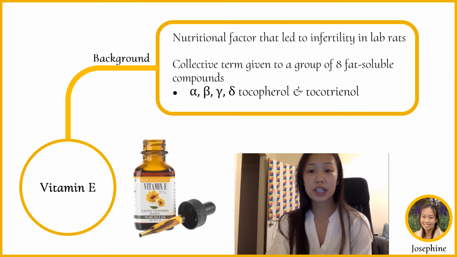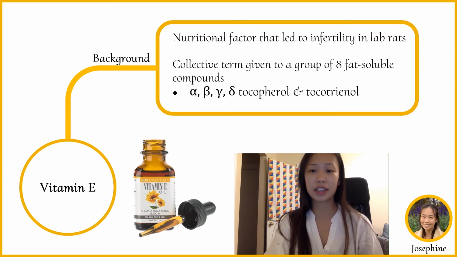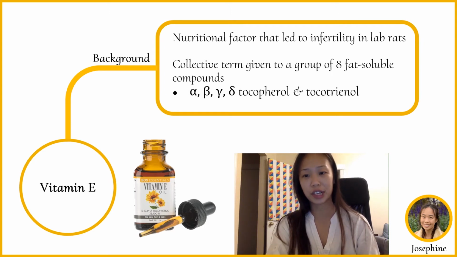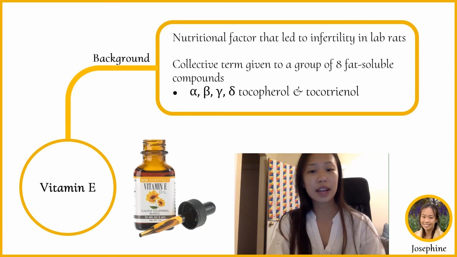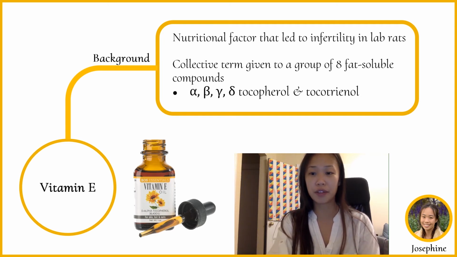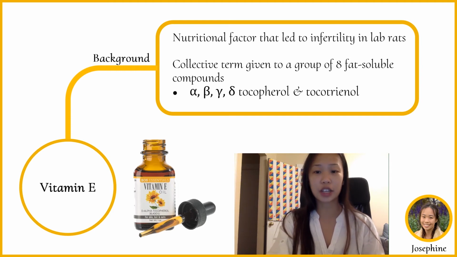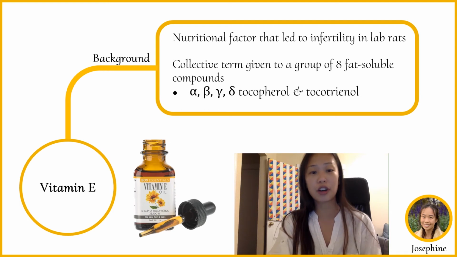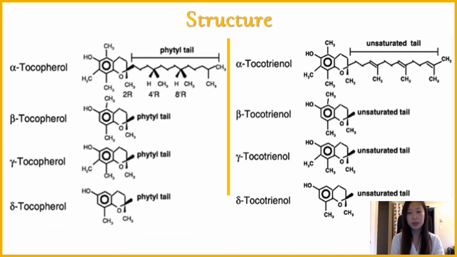Vitamin E was first discovered in 1922 as a nutritional factor that led to infertility in lab rats. Today, vitamin E is a collective term given to a group of 8 different isomers of fat-soluble compounds. Naturally occurring vitamin E includes alpha, beta, gamma, and delta tocopherols and tocotrienols. All forms, both tocopherols and tocotrienols, share the same basic chemical structure, which is characterized by a long isoprenoid side chain attached at the second position of a 6-chromanol ring.